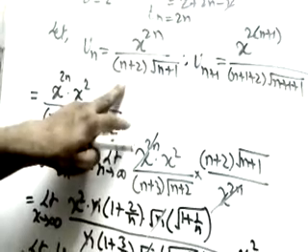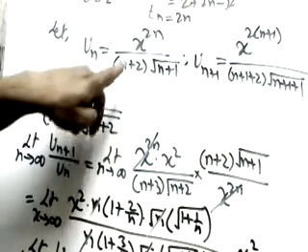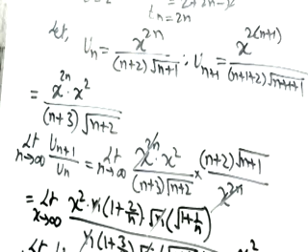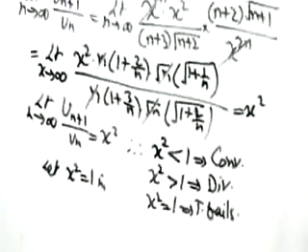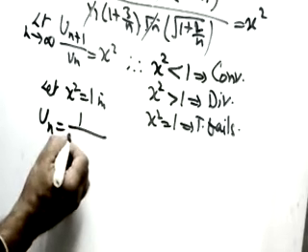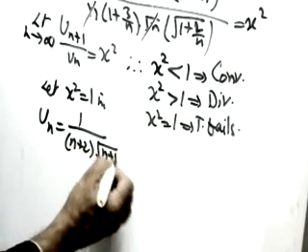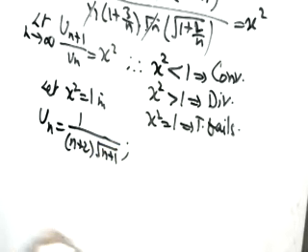So first let me put x square equals 1 in place of x1, in un. Put x square equals to 1 in un, so this will become un at 1. So what will be left here? You are left with un equals to 1 divided by (n plus 2) into under root of (n plus 1).